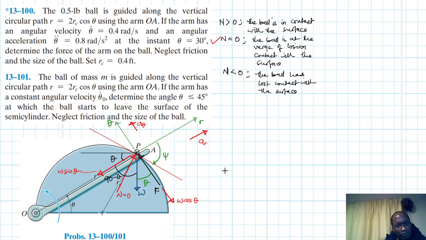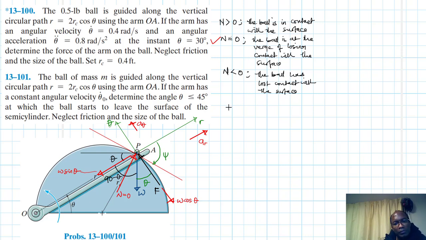Is that so? Yep. I think this is about it. W cos theta, and then this one is yes.